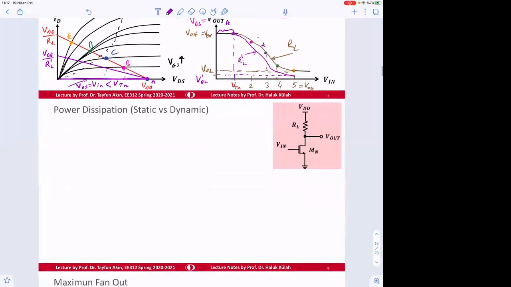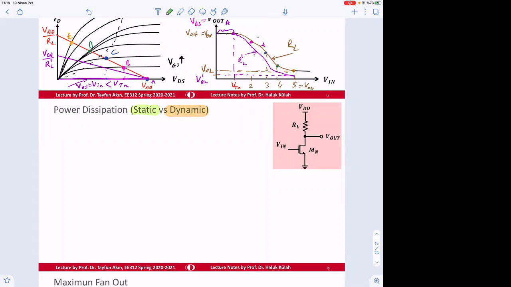Okay, let's go to power dissipation then. For the TTL, we only looked at the static power dissipation. But here we will look at also the dynamic power dissipation. This one will be becoming more important with most devices.